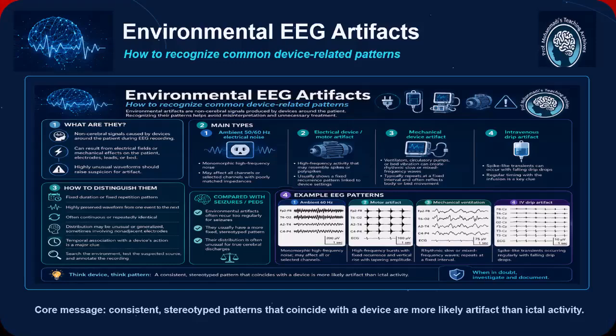Recognizing them is essential because a device-related pattern can sometimes look alarming, and if it is mistaken for seizure activity or an epileptiform abnormality, it may lead to unnecessary concern, misleading reports, or inappropriate treatment. Our focus will be practical: how to recognize common device-related artifacts, compare them with true cerebral patterns, and document them clearly. Next slide, please.